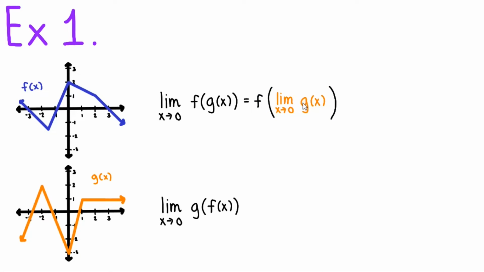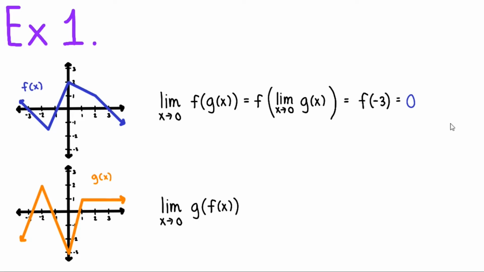So solving for this one, observe that this is the graph of g of x, and x equals 0 is out here. And observe that as x approaches 0, clearly g approaches negative 3. So we'll have here negative 3. Going back to f, at negative 3, the value of the function, the value of f, is 0. So we'll have 0 out here. That is the answer for this first one.